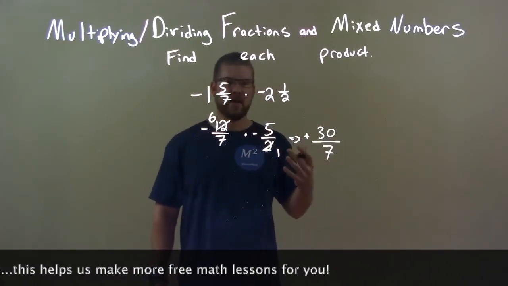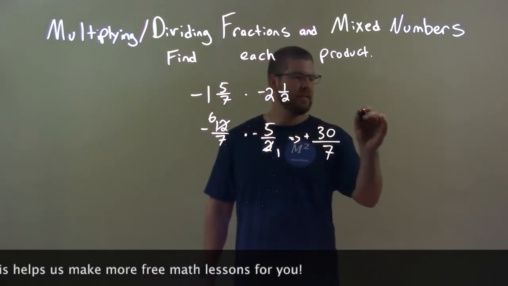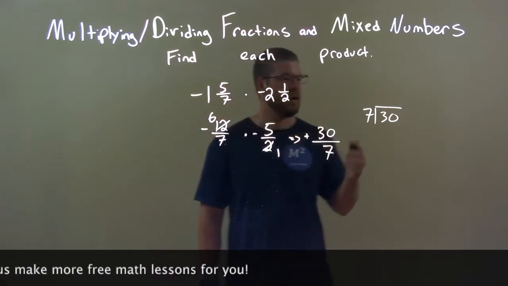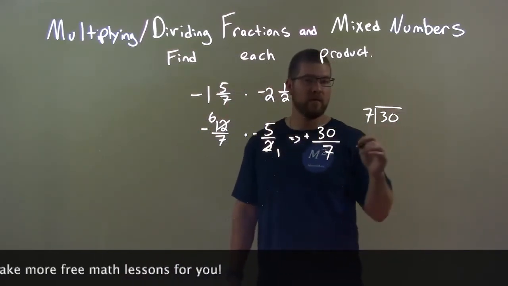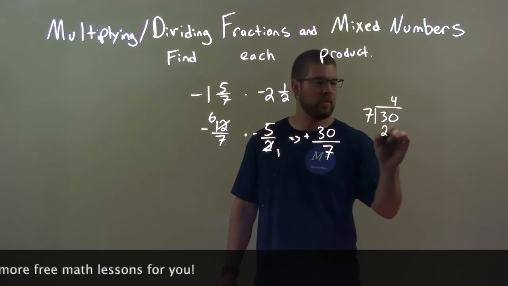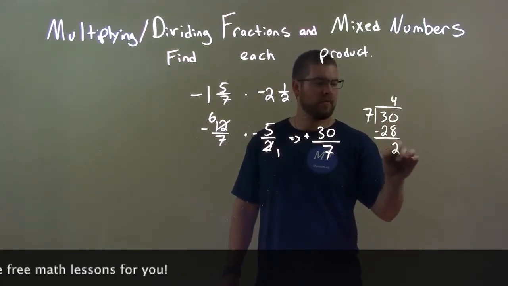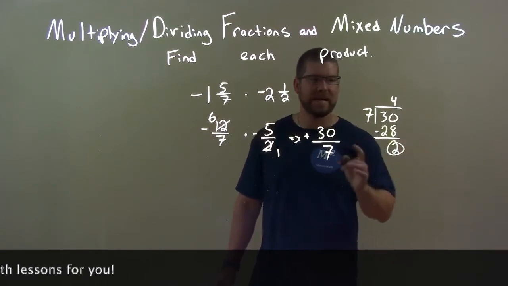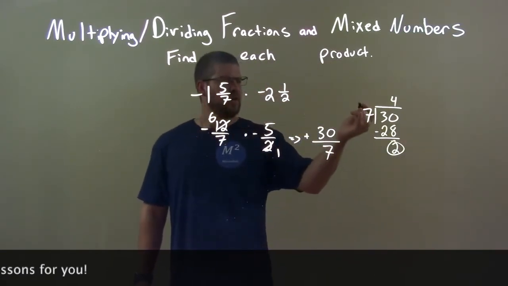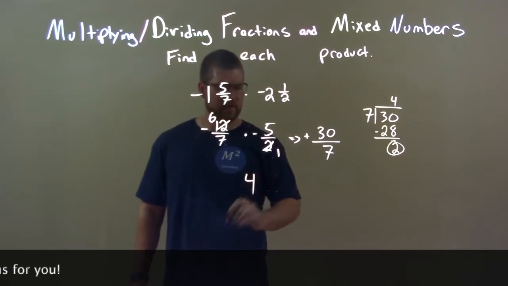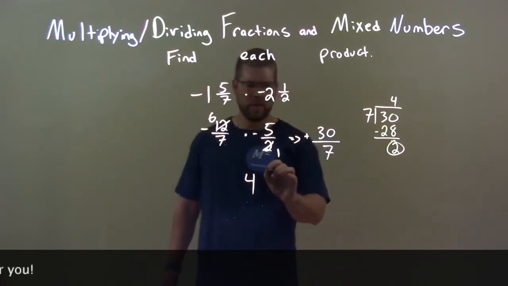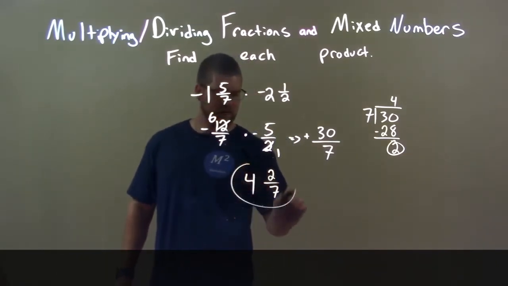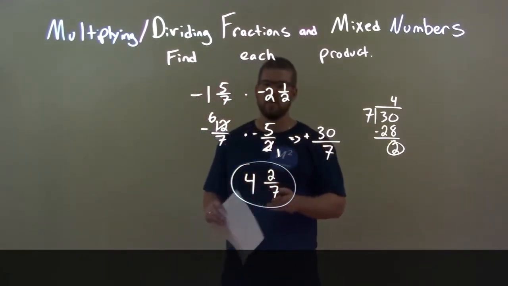So now let's write that as a proper fraction. Well, 7 goes into 30, right? How many times evenly? Well, 7 goes into 28 4 times. So 4 here, 4 times 7 is 28. Subtract that, and we have 2 left over. So what does that mean here? Well, 4 is a whole number out front, 2 being the remainder, the top of the fraction, and 7 still the divisor. So our final answer here is just a positive 4 and 2/7.